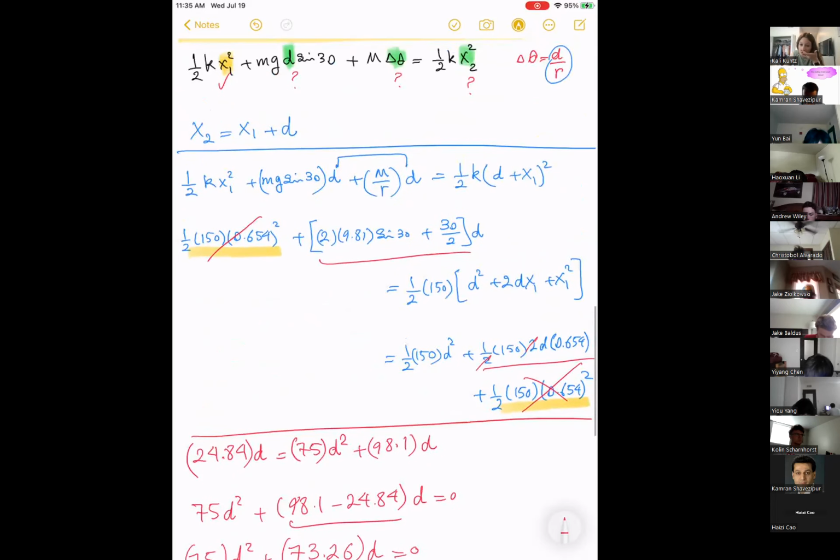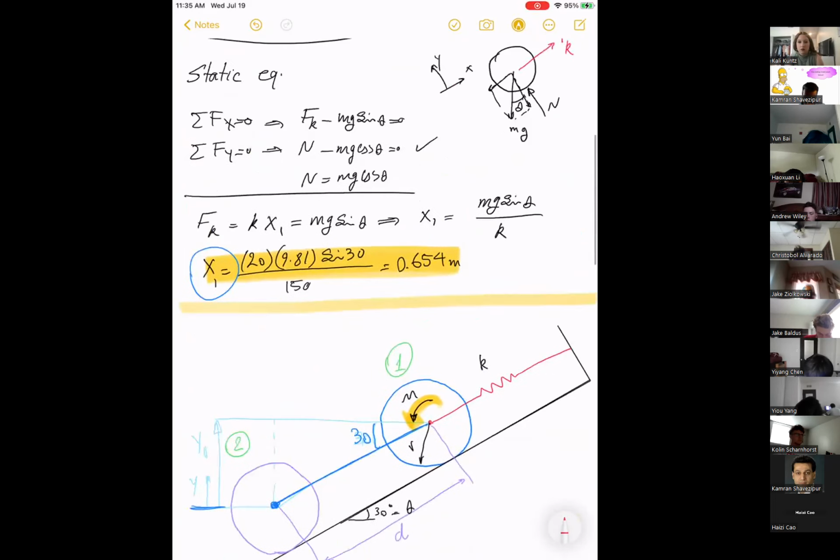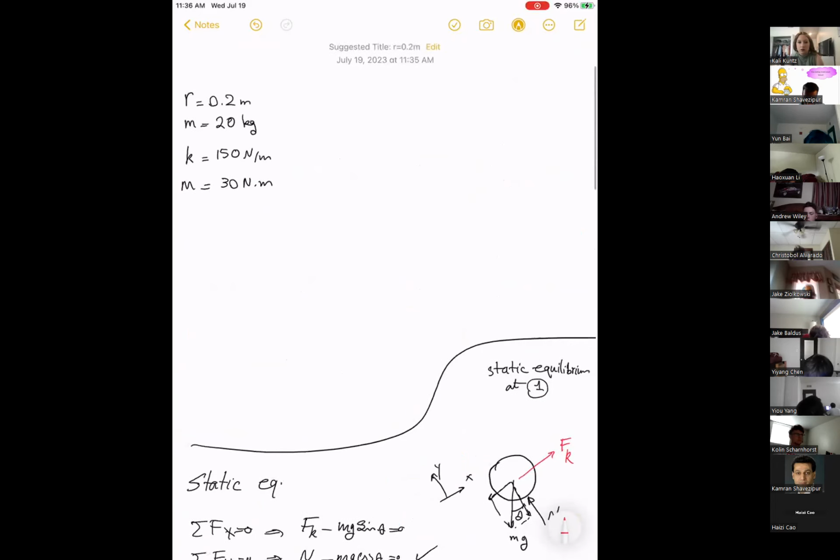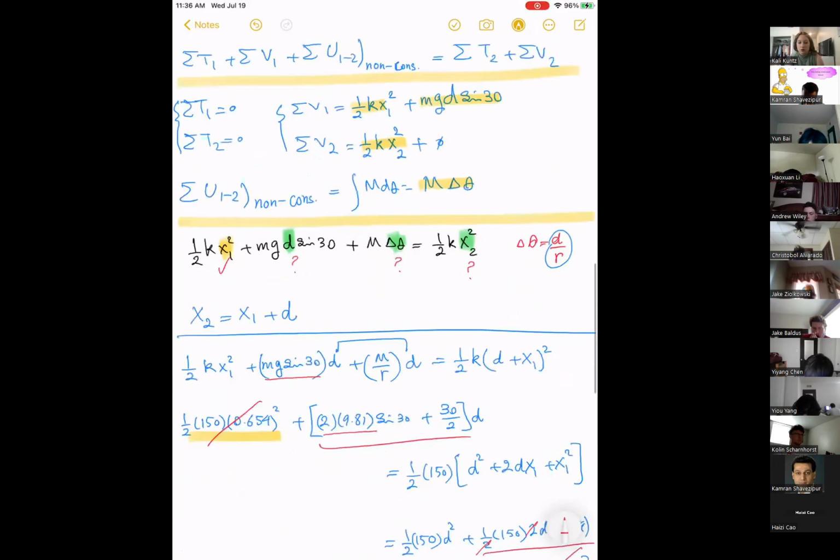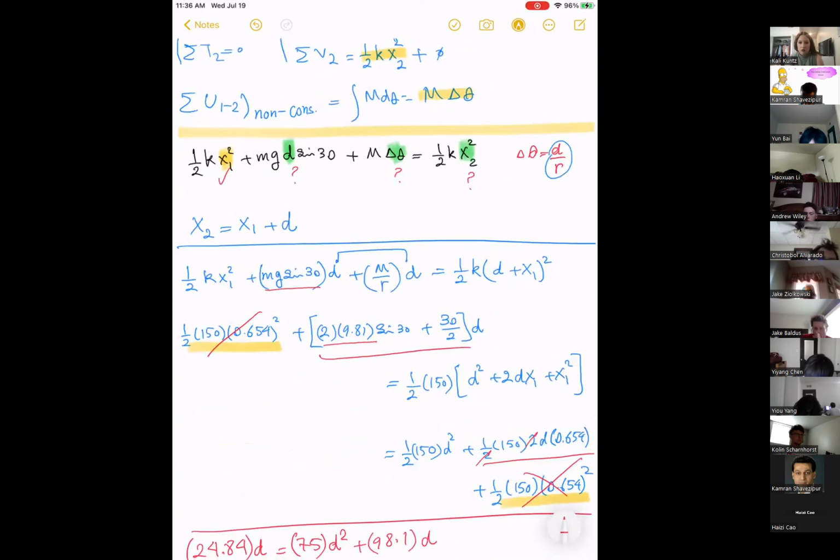Let me double check. mg sine theta. Oh, hold on. The mass of this guy is 20. Okay, now I see. Guys, I made a mistake here. Let me just fix this. This should be 20, but I think I got the final number right.